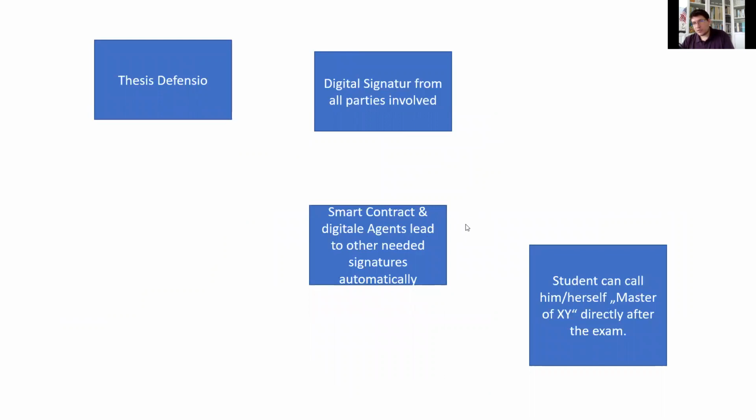In oral exams, the third part from the project is that imagine someone has a thesis defensio, all parties involved sign the grade digitally. Then a smart contract pushes this document to the administrative departments and director, everyone signs digitally, and not after 1 month, but maybe after 1 or 2 days, after everyone had a look at it and signed with their digital identity, the student can call him or herself Master of Arts, for example.